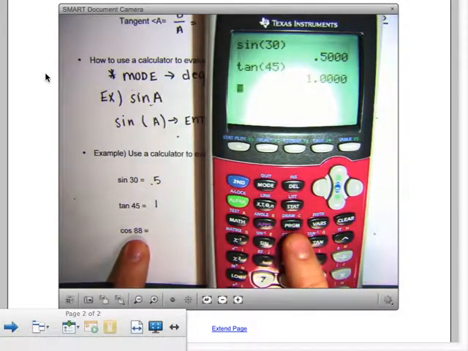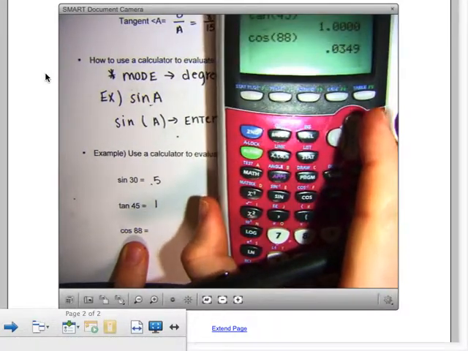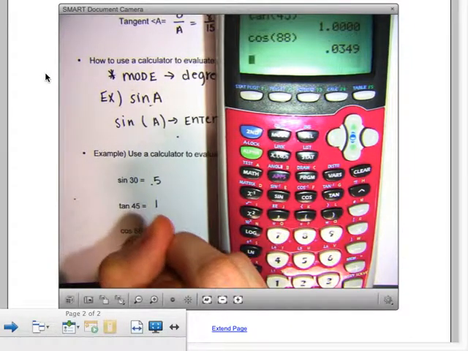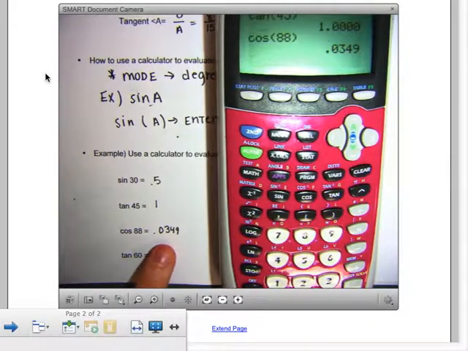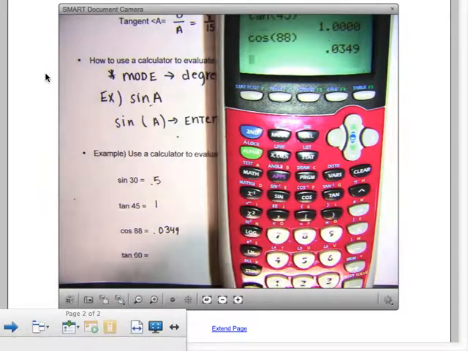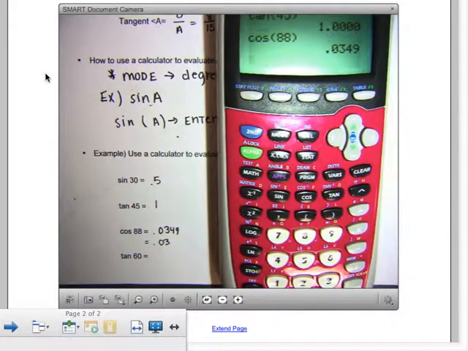Cosine of 88, select cosine. 88. Hit enter. We get 0.0349. Make sure you round to at least 2 decimal places. So you could do that, or you could do 0.03. Okay, don't just say it's 0 or 1. Make sure you round to decimals.